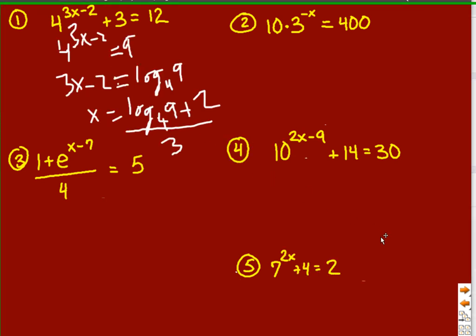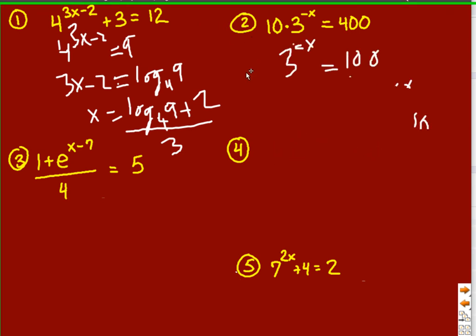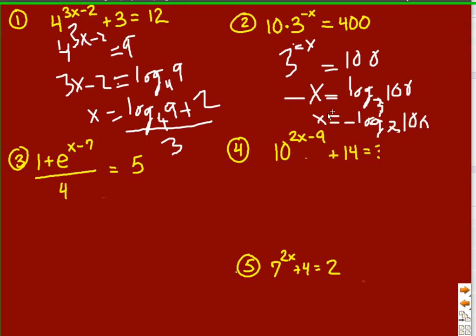First problem, move the 3 first, and then take log base 4 of both sides. And there's your answer as a result. Number 2, divide by 10 first, because 3 is your only base. So then you have 3 to the negative x equals 100. Equals 100. What did I do there? That's silly. 400 divided by 10 is 40, last I checked, so that should be 40 for this part. So log base 3 of 40, and then divide by the negative to get your final answer there.